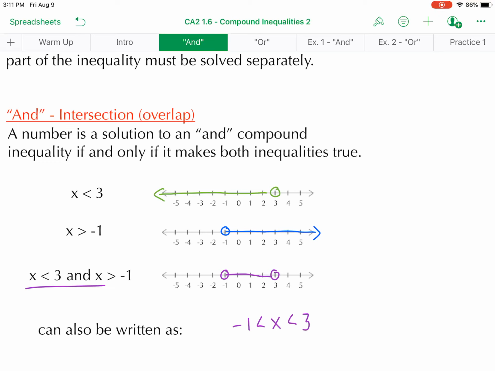That's the purple graph. And recall that for a number to be a solution to this type of inequality, it has to satisfy both sides of the inequality. It has to make both of them true.